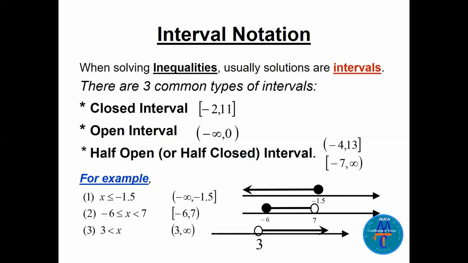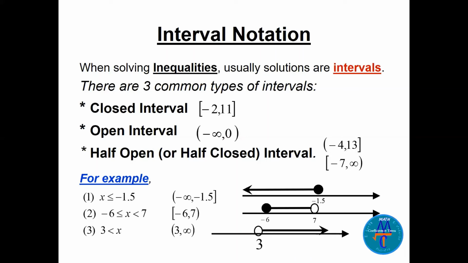Now, if we have open minus infinity until 0, so 0 is not included, minus infinity for sure it is not included. So if it is open, the number is not included. Now we have sometimes half open or half closed intervals, like this one here: -4 open to 13 closed. So that means -4 is not included in the answer, 13 is included, and all the numbers between.